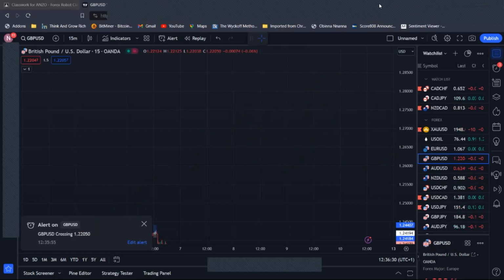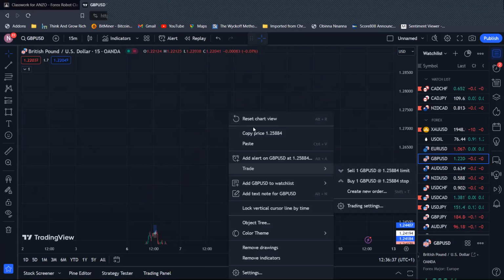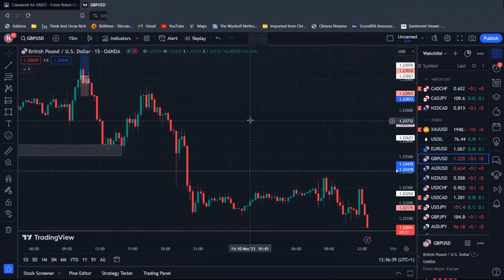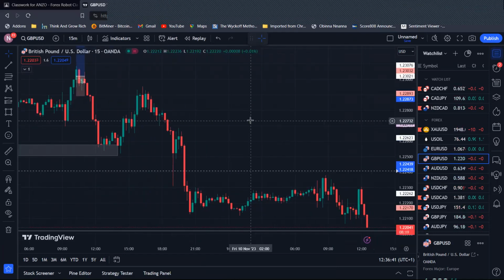Now, remember, the idea is not that we're going to win all our trades, but we want to find a way to reduce bad trades, right? And then increase the possibility of good trades. That's the whole idea of what we're looking to do.